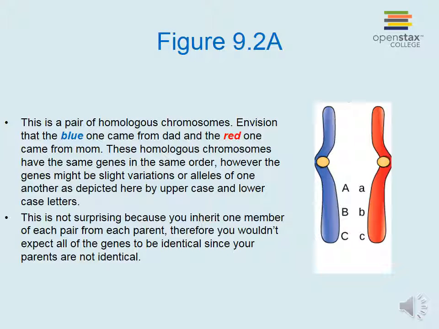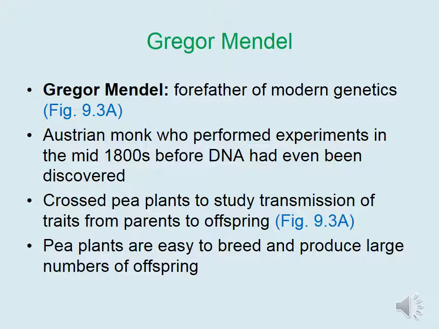This is a pair of homologous chromosomes. Envision that the blue one came from dad and the red one came from mom. These homologous chromosomes have the same genes in the same order. However, the genes might be slight variations or alleles of one another, as depicted here by uppercase and lowercase letters. This is not surprising because you inherit 1 member of each pair from each parent. Therefore, you wouldn't expect all of the genes to be identical since your parents are not identical.